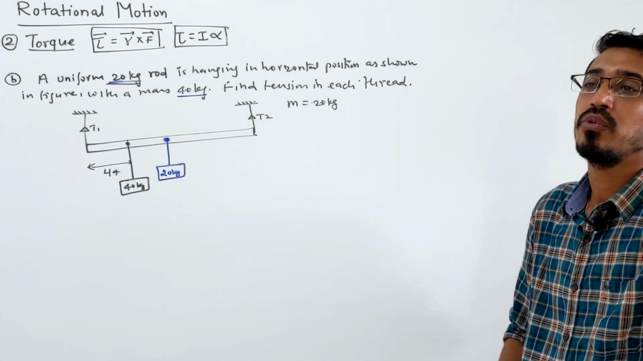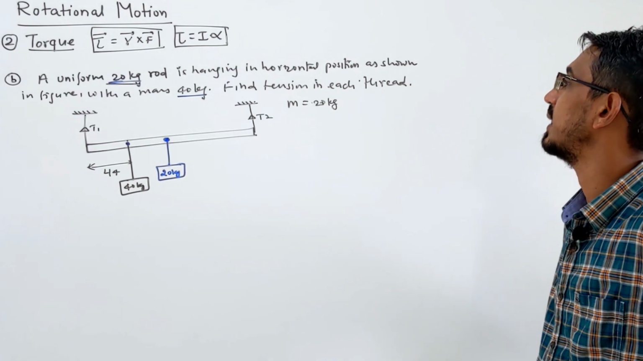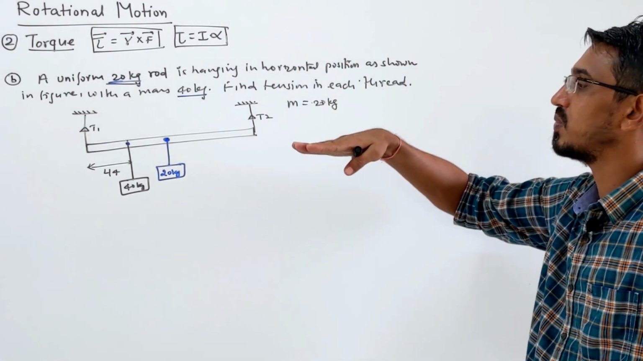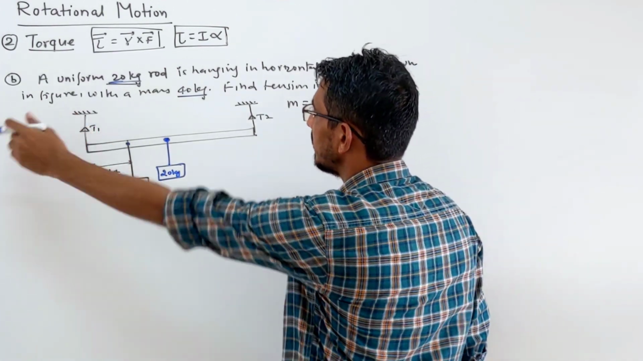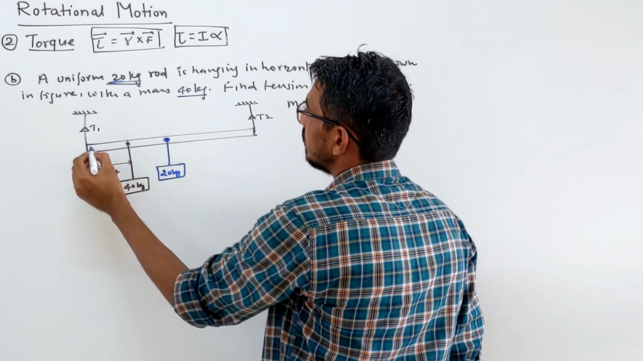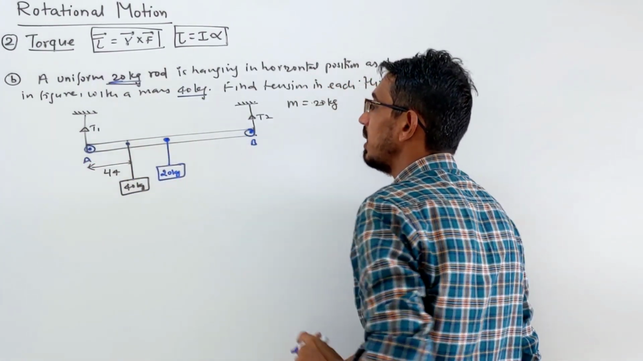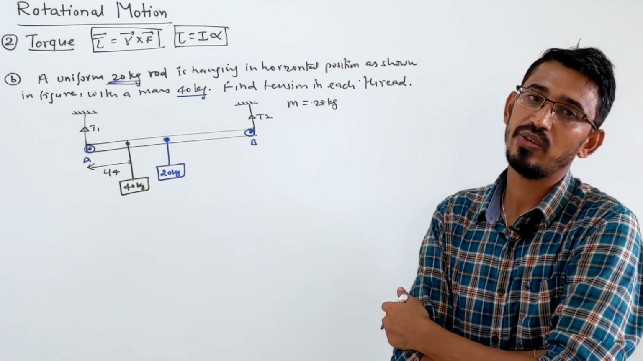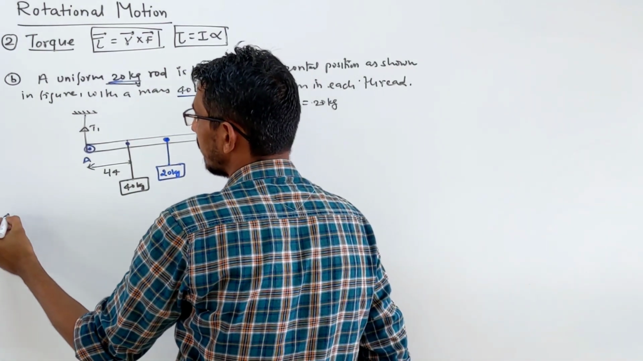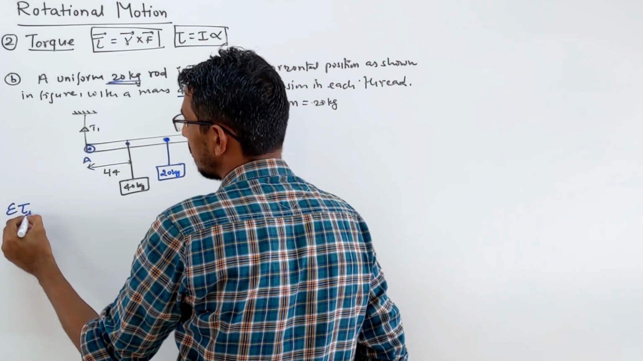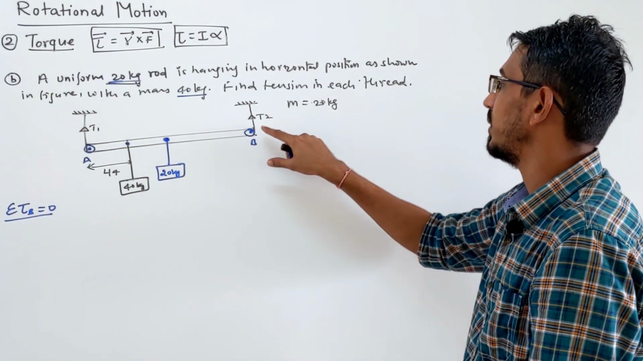So what we will do, we will write the rotational equilibrium condition. The net torque should be 0 because they are saying the rod is in horizontal position, which means it is under rotational equilibrium. You can choose any point. Two things are unknown to you, T1 and T2. So call this point A and that point B. Suppose I choose point B. So net torque at point B should be equal to 0 for rotational equilibrium.